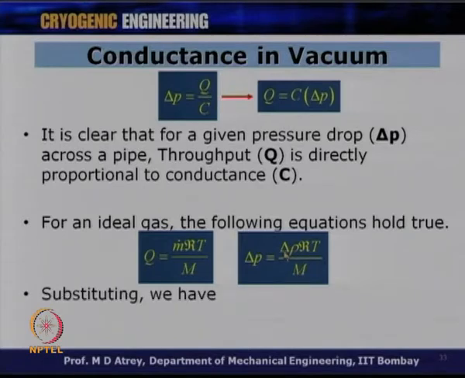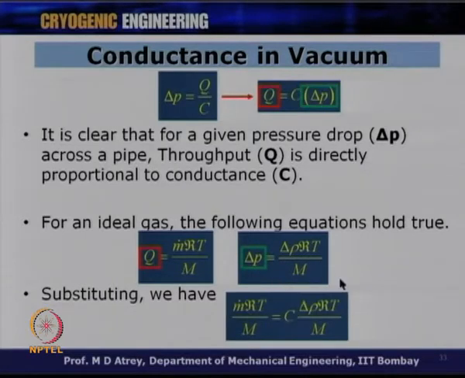Now, substituting these values in this equation, we can put this Q equal to this Q, and we can have delta P as this. Over here, putting these values, we now get m dot RT upon m is equal to C into delta rho RT upon m. Delta rho is nothing but the density difference.